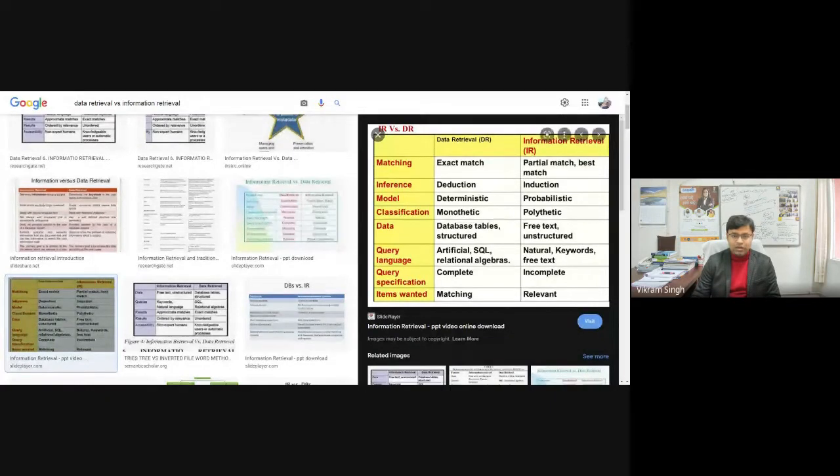Now, in the case of the query language parameter, in data retrieval we are using maybe SQL, maybe relational algebra. In some cases, it is artificial. Take the example of Google Earth. I hope you have explored or utilized Google Earth for some purpose in the past.